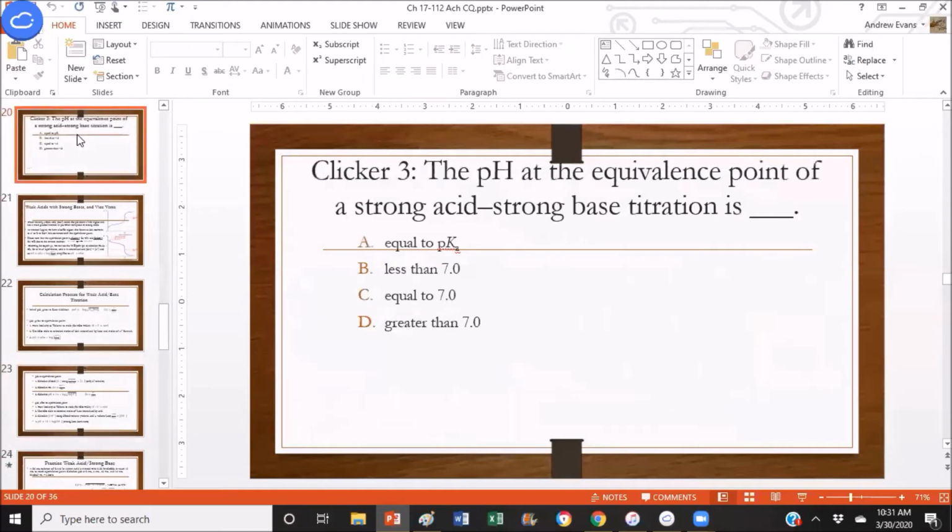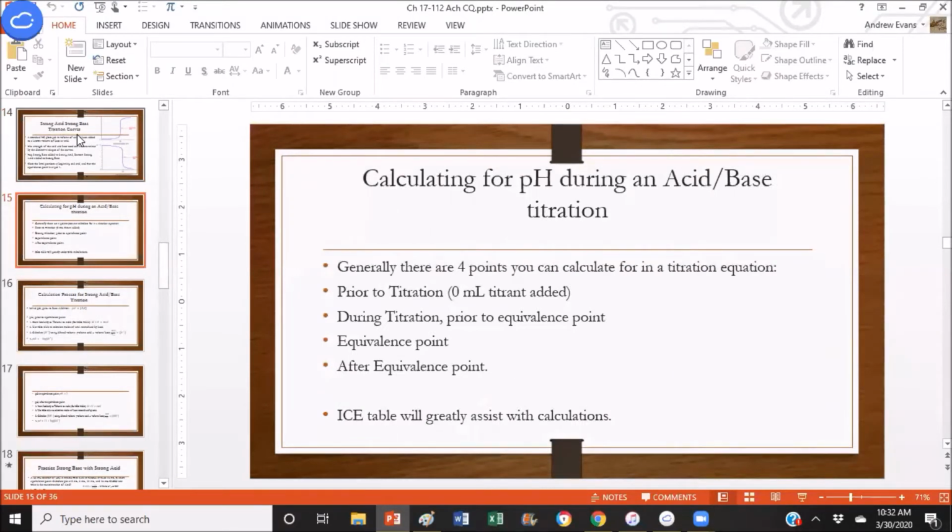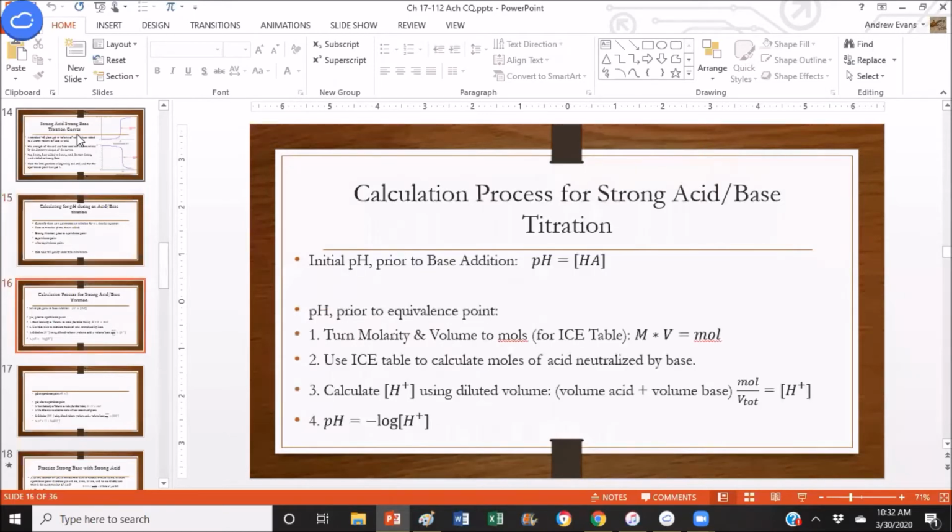So let's jump back. We will probably look at titration curves for strong acid, strong base, and for weak acid, strong base titrations. We may cover pH titrations of acid and base calculations. So strong acid, strong base calculations, we may see that on the test. We may not. I have not written the test. I'm not sure what I'm going to put on the test yet, but we may see that.